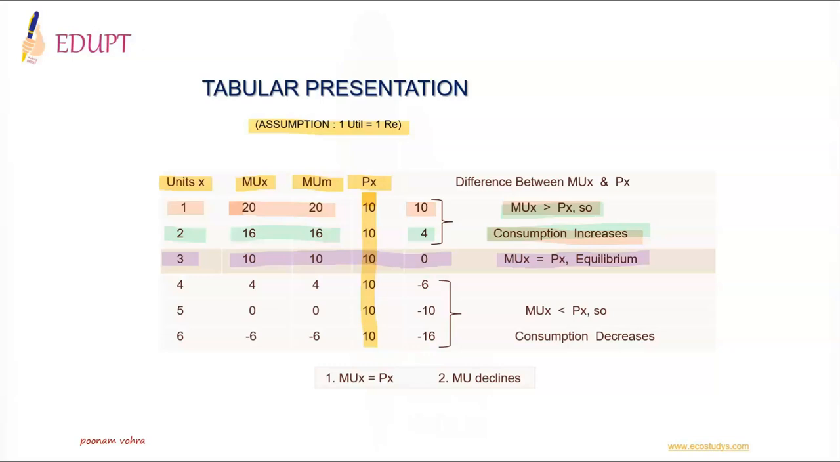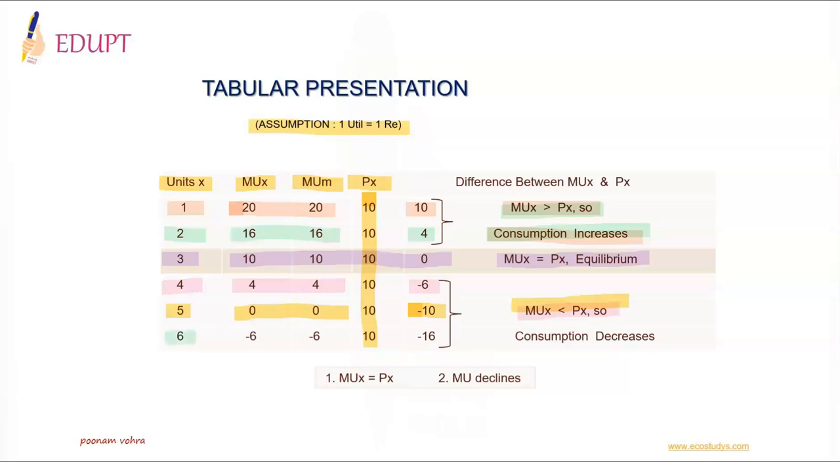If the consumer consumes the fourth unit, now marginal utility in utils and money terms falls to 4. By comparing it with price, he finds that marginal utility is less than the price and the difference is -6. If he further consumes the fifth unit, he does not derive any utility. So marginal utility is 0. By comparing it with price, he finds the difference is -10. So marginal utility is much less than the price of X.